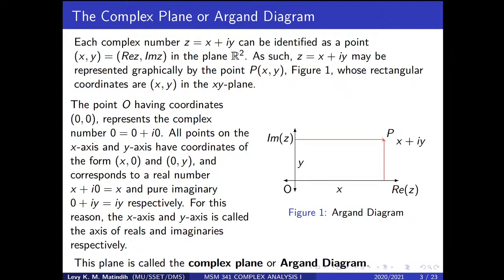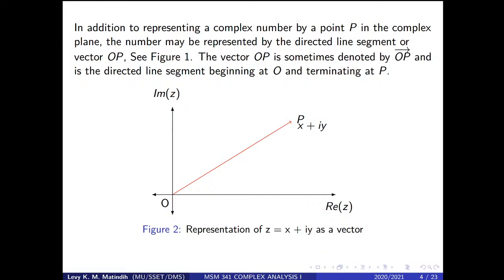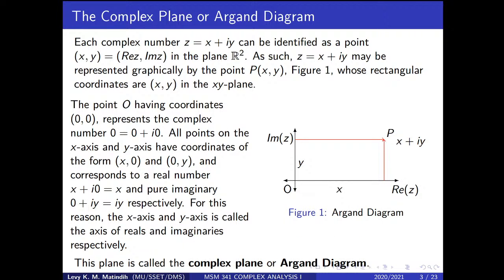Now, since any complex number can be represented on the Argand diagram as a point, let's look at this previous diagram. We have the point P, which is somewhere here. Now this point P, it started where? It started from the origin.